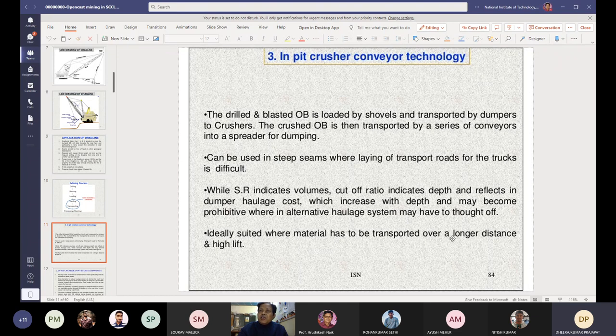Not only is it suitable for long distances, but for higher lift also, meaning vertical lift, it can be advantageous if you add the conveyor system. Even up to a 45 degree angle of inclination, the belt conveyor systems can be run. And beyond 45 degrees they can also be run, but with the covered belt conveyor system, the pipe belt conveyor system. So this is the advantage of in-pit crushing and conveying technology. Your cost of transportation will be very low compared to the dumper haulage system.